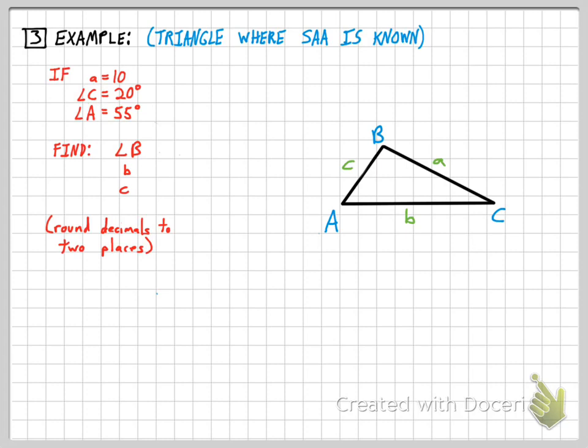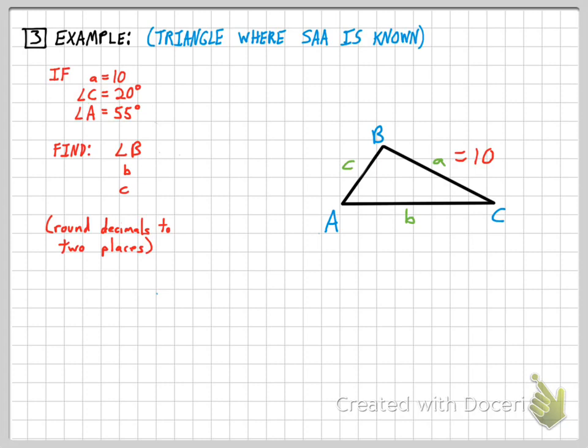Okay, in that last scenario, we looked at basically angle, side, angle. So if you know an angle, a side, and another angle, and the side is between the two angles, then I can solve the triangle. Same thing turns out to be true if you know side, angle, angle. So it's a different combination of stuff, but I'm going to start by writing in my values here.